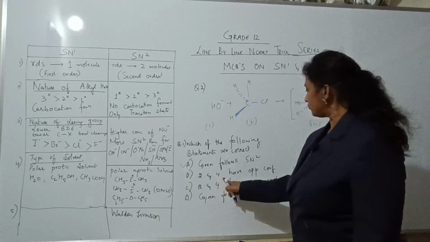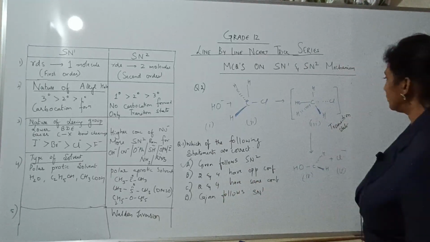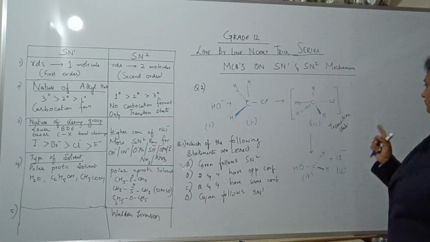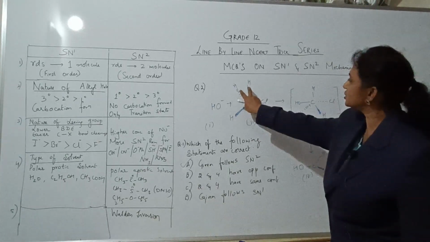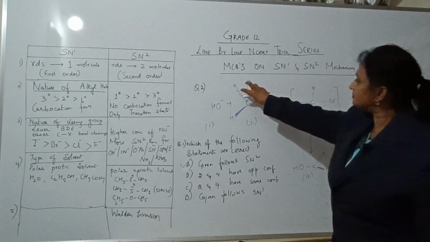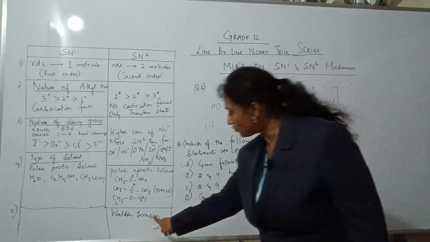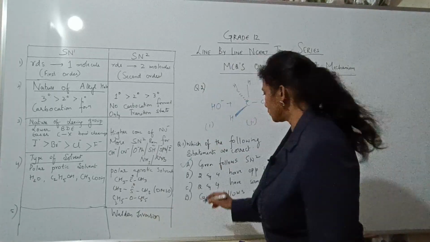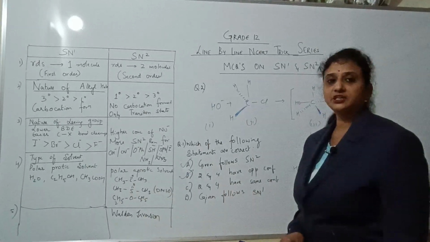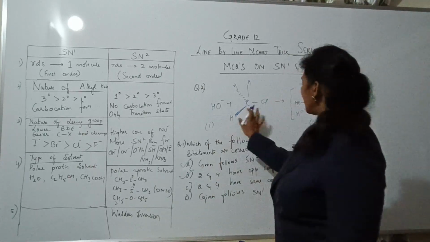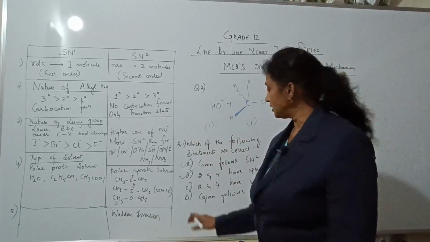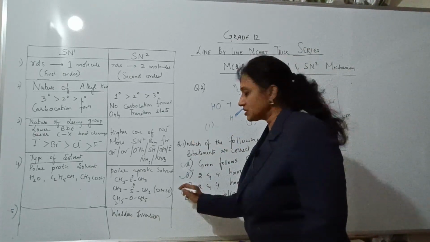Next, 2 and 4 have opposite configuration. Okay. 2 and 4 have opposite configuration. 2 and 4, yes. In this case, H and H, there is a Walden inversion which is formed where the configuration is completely reverted. Where Walden inversion is there? In SN2. Second option is correct. Third, 2 and 4 have same configuration. Wrong, isn't it? 2 and 4, no. There is a complete Walden inversion, shift of the configuration. So 2 and 4 are not the same.